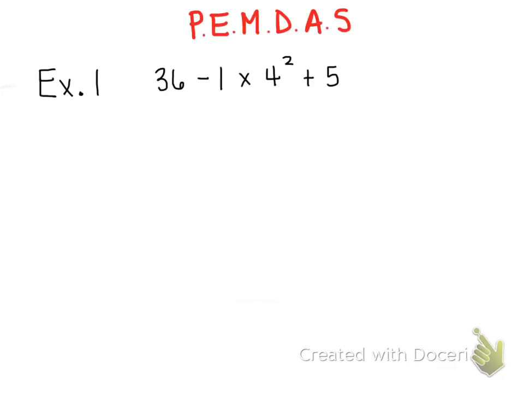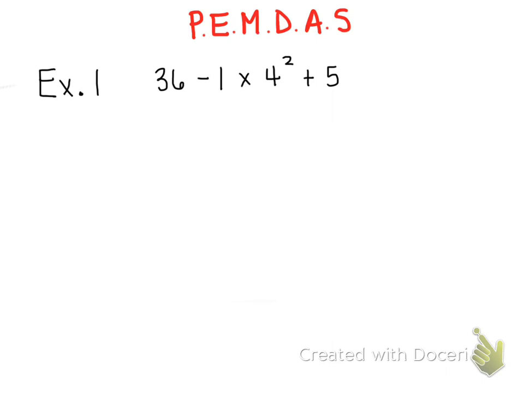Okay, so on the back of your paper, please write PEMDAS on the top and example 1. Our first example is 36 minus 1 times 4 to the second power plus 5. I would like you to try to solve this one on your own and see how you do. And then when you come back, if you have steps that are incorrect, please make sure you fix your mistakes. Give it a try.